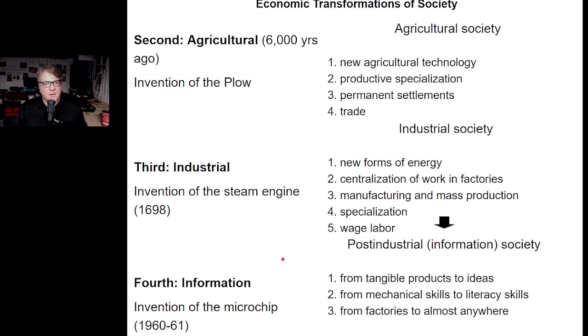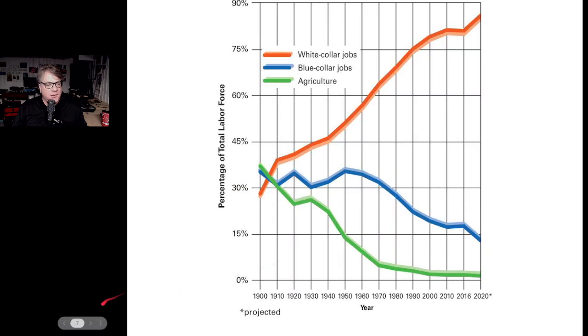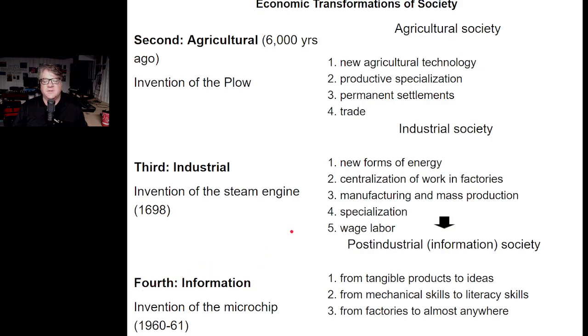Actually, before I stop there, let's take a look at this. What kinds of major economic transformations in society have we seen, and why does that matter? Well, again, people live in society, and so the economic changes we have are going to affect the kind of work that people do. Some major changes in the agricultural society with the invention of the plow. There's that productive specialization. Permanent settlements are first communities. A lot of the early communities that were established occurred during agricultural societies.